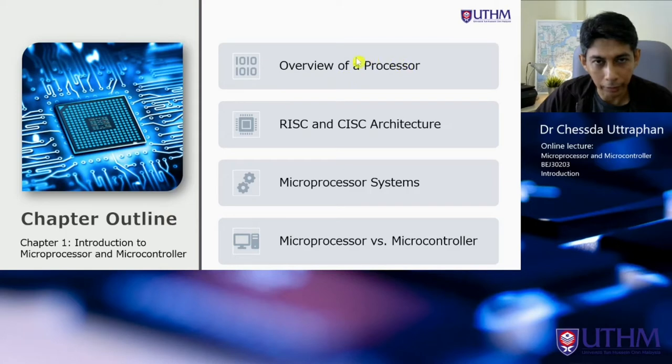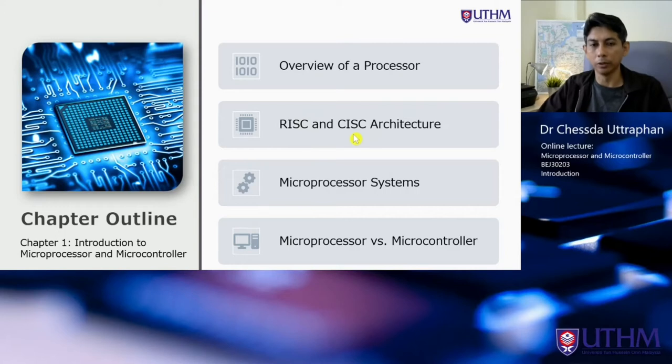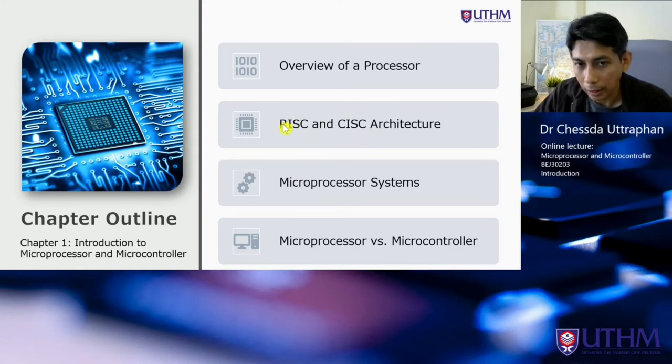First, we will look at the overview of a processor. So what is exactly the processor? And we will look at what we call the architecture. Actually the instruction set architecture. There are two, RISC, CISC. So you may have heard this term before, maybe in computer programming. So today we will look carefully and try to understand what is actually RISC and CISC.